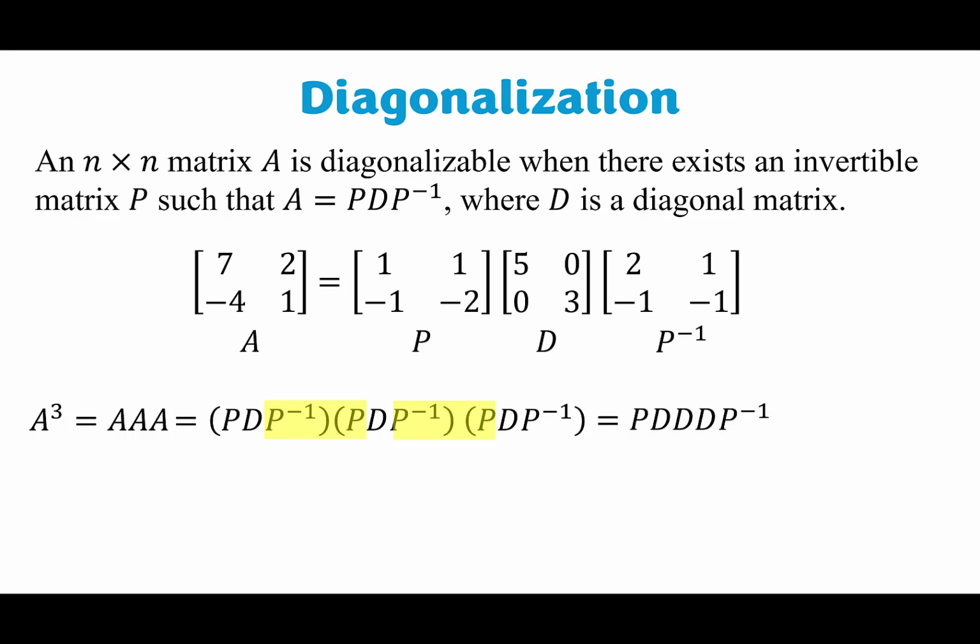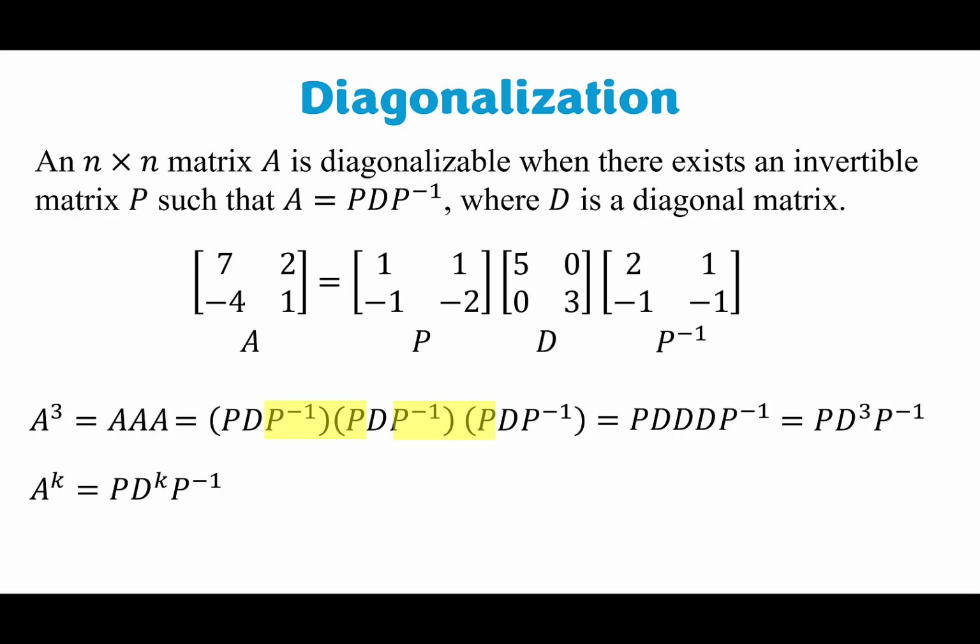So you can simplify it as P times D times D times D times P inverse, which is really just P times D cubed times P inverse. And remember, raising a diagonal matrix to some power is very nice. It's very quick because you're just raising the diagonal entries to that power. And this holds true in general. If you raise a matrix A to the power K, then you just really have to do P times D to the K times P inverse.